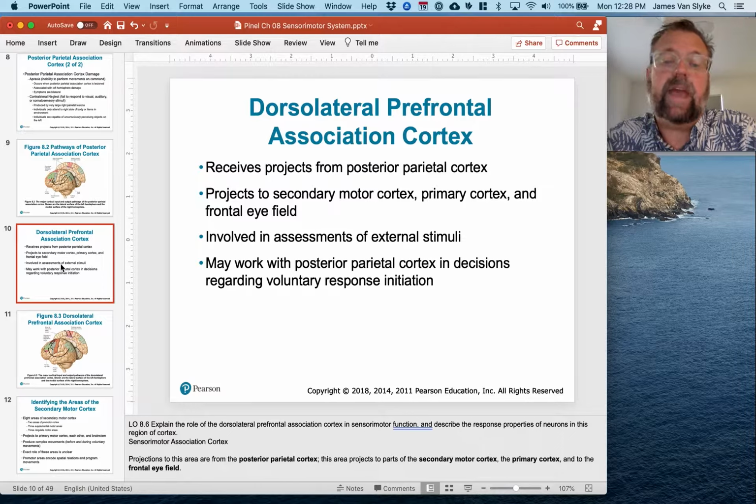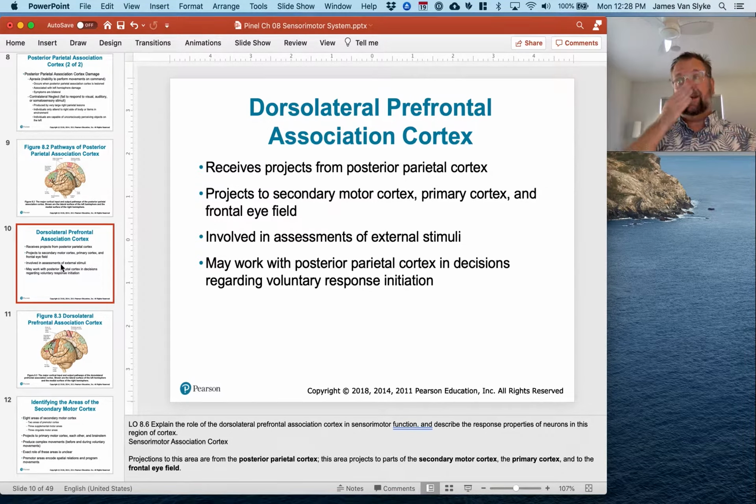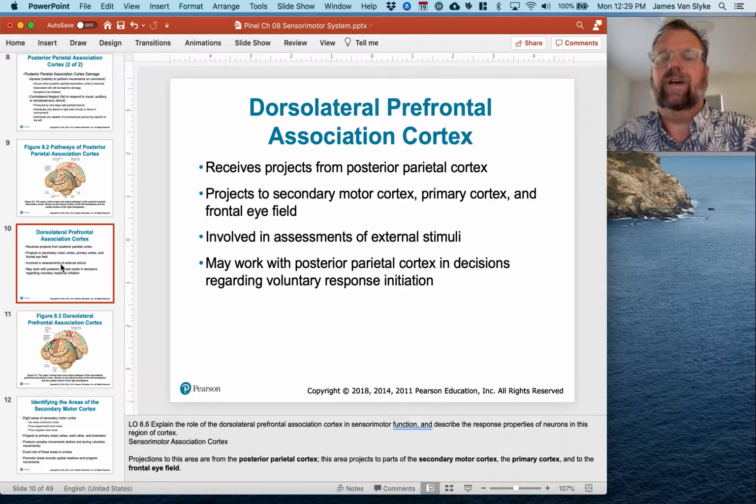And this area may work with the posterior parietal cortex in terms of decisions regarding voluntary response initiation. So it's, in a sense, where our consciousness arises in terms of trying to initiate a particular kind of response and to send those signals out to the rest of the cortex and the rest of the motor systems that allow us to perform different kinds of actions.